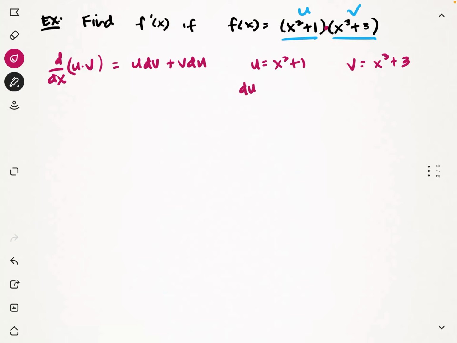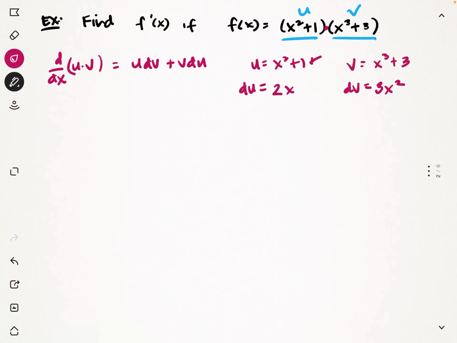The derivative of u would be, well, we're going to apply the power rule, right? So we drop down the 2, subtract 1 from the exponent, so we'd have x to the first. We don't need to put the first power there. And then we said that any constant that we have derives out, so that's 0. So du is 2x. Let's do the derivative of our v now. So we drop down our 3, x, and then we subtract 1 from the exponent, so that would be squared. And then the 3 is a constant that derives out as well.